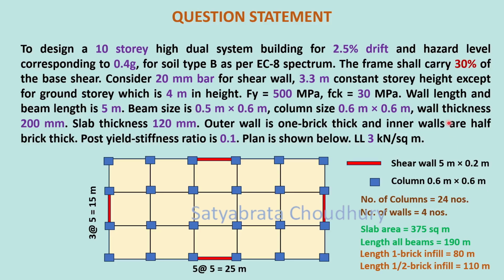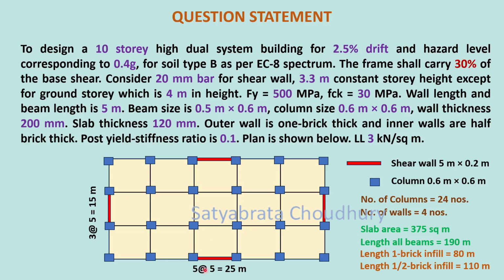So number of columns here is 24 and number of walls is 4. Remember, I have not calculated how many walls are required or what should be the thickness. That calculation will come later on in some other video. Here we are trying to show how these things are implemented in this SAP2000 software.